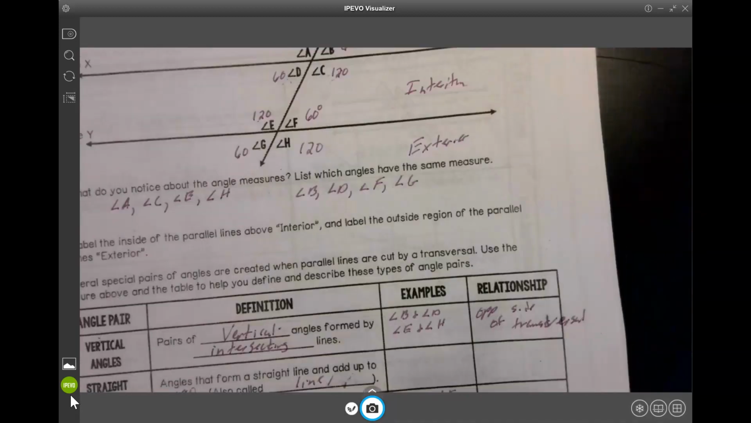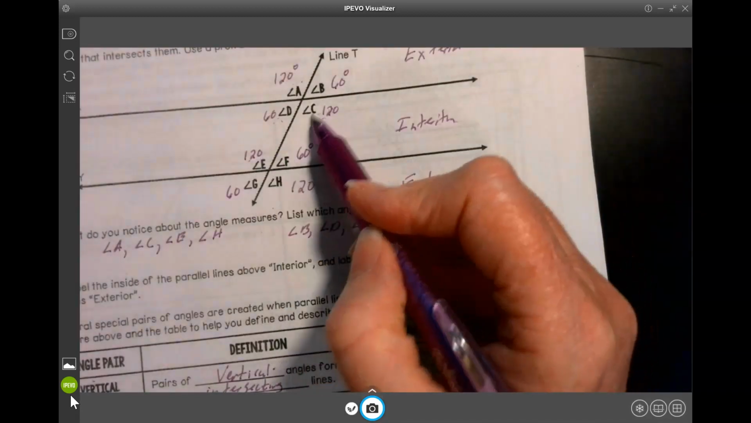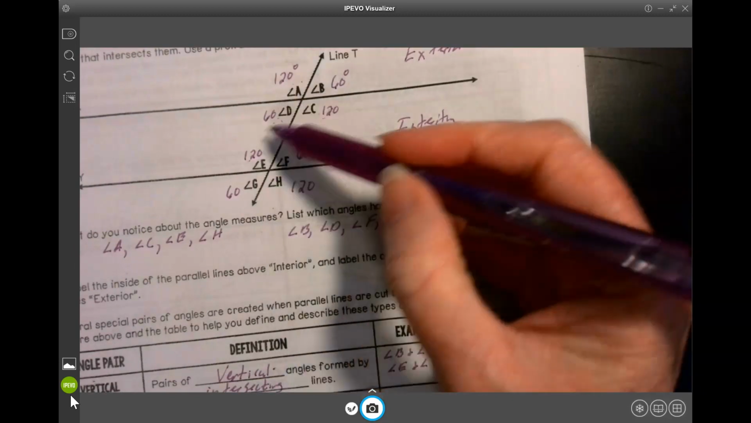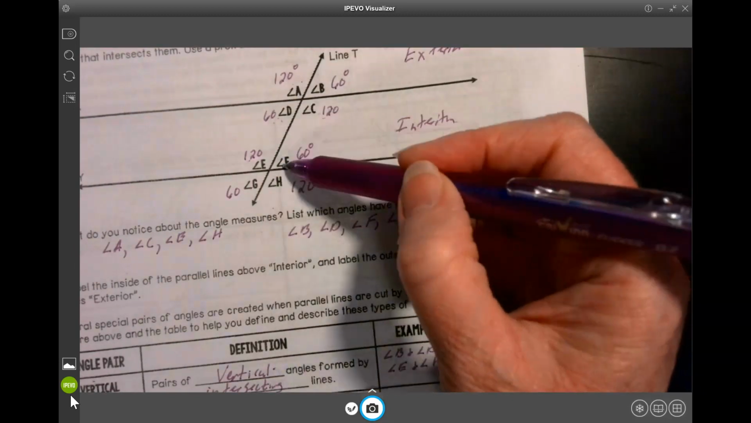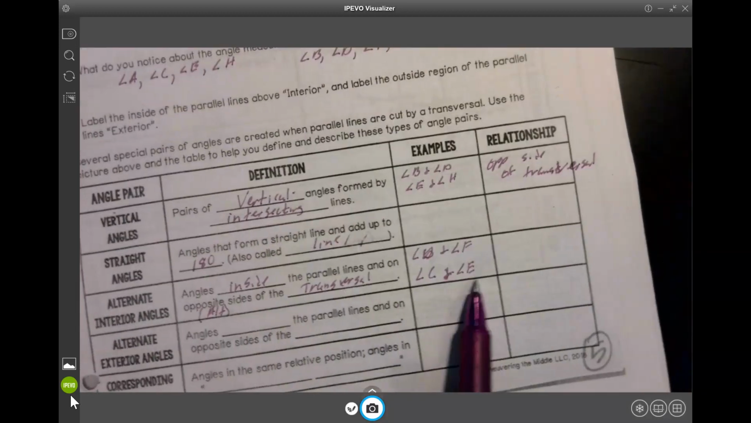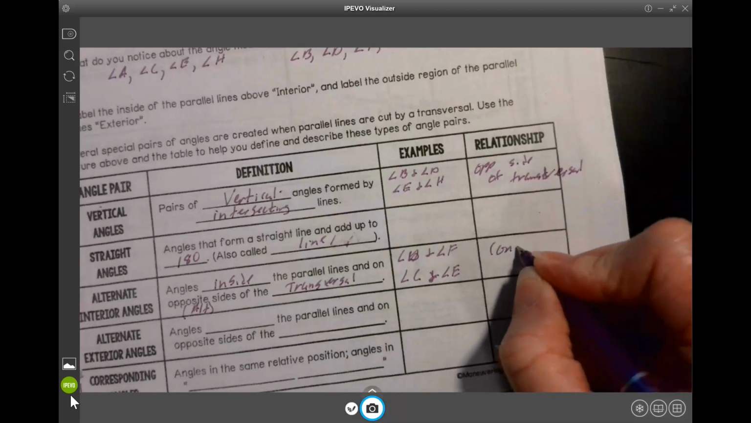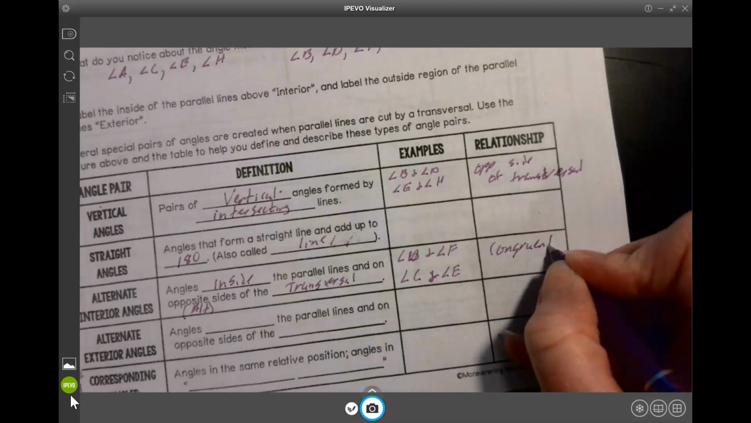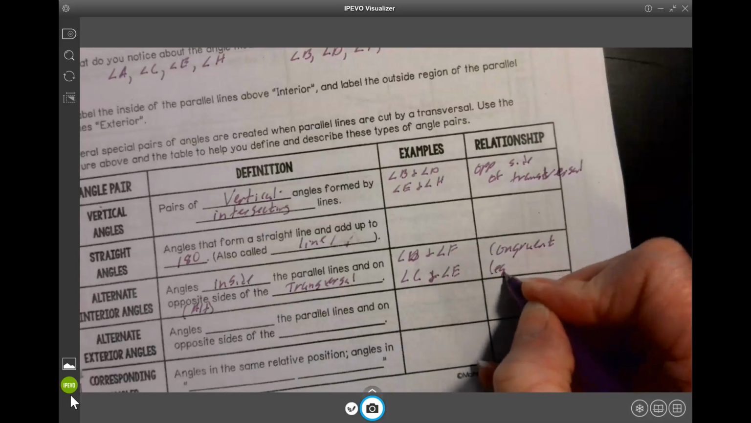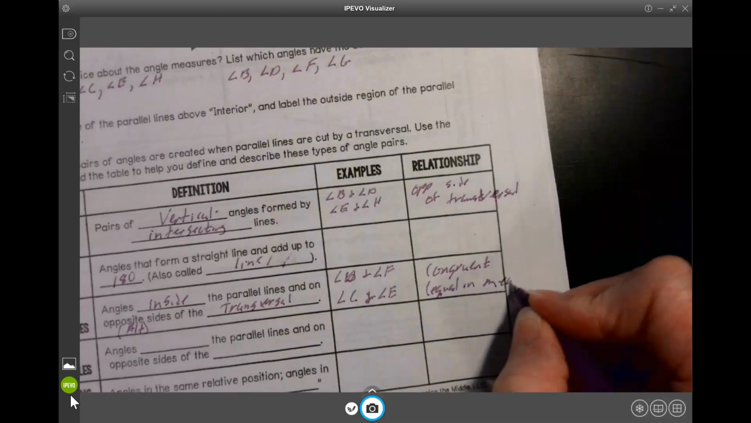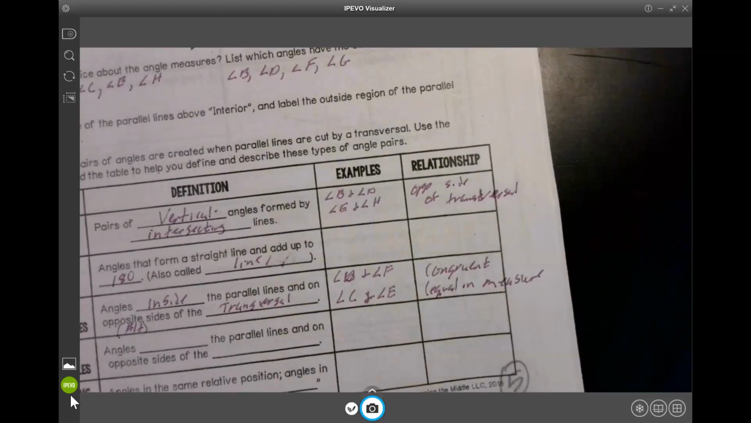Now, notice these. Look at C and E. Those are alternate interior angles. Notice their measures. That's going to always be true. Alternate interior angles are going to be what we say congruent. And remember, congruent means they're equal in measure. Okay, congruent or equal in measure.